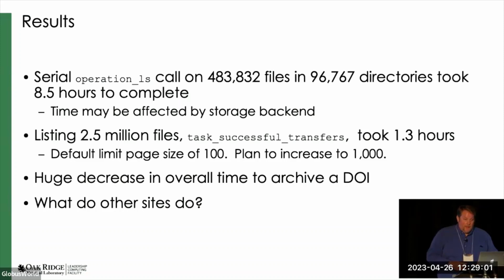Also, whenever we're using the task successful transfers, we're using the default limit of 100 for the page size. So whenever you're retrieving the list of files that were transferred, it's grabbing it 100 at a time from each call. We're hoping to increase that to the maximum of 1,000, I believe, and increasing that a little bit more. So those are the improvements that we made in our Constellation front end and how we're archiving our data.